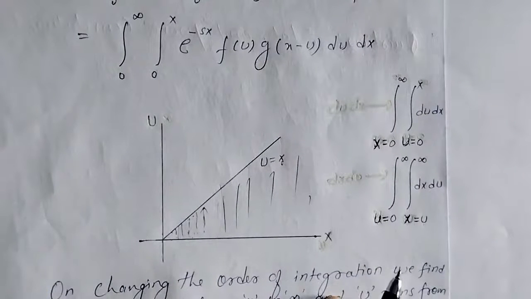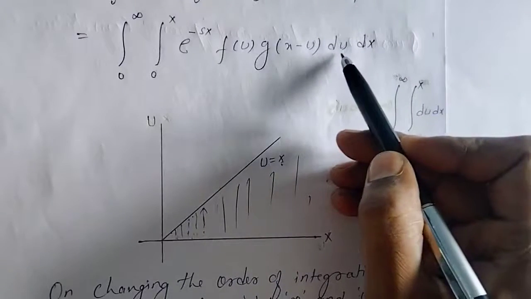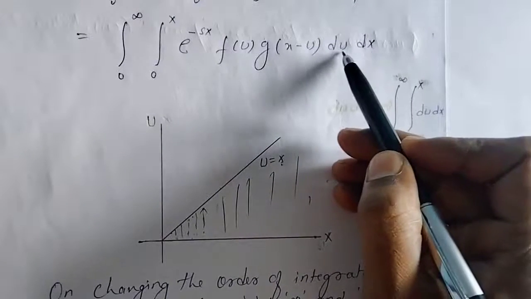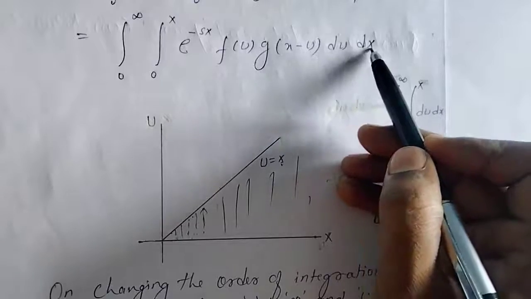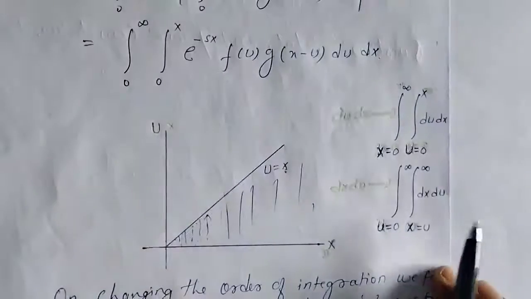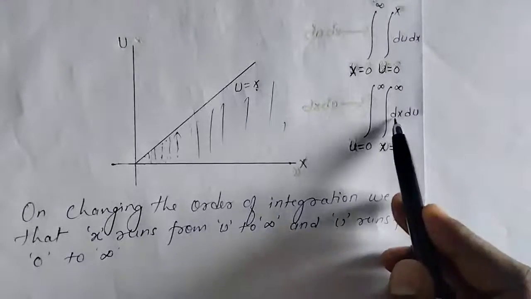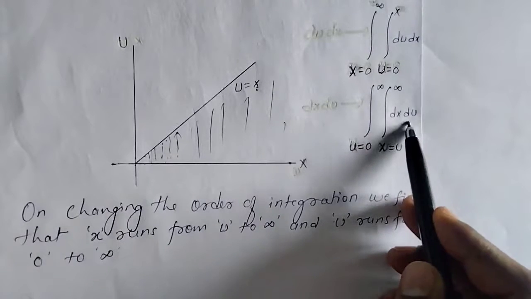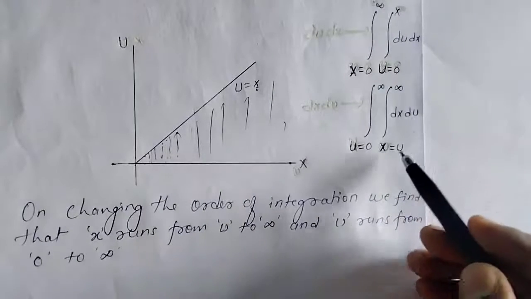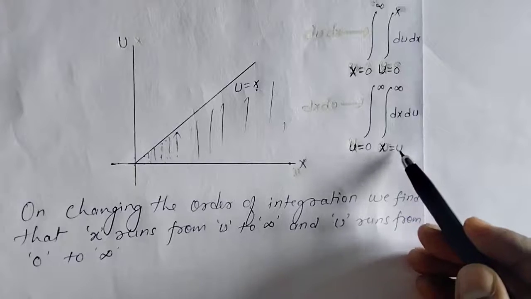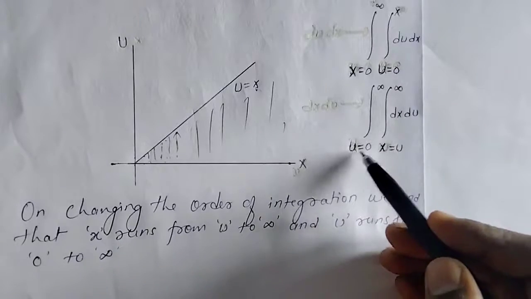So what if we change the order? Changing the order means I am going to swap this du dx to dx du. Then, if you do dx du, this will be the new limit. Then x will go from u to infinity and u will go from 0 to infinity.